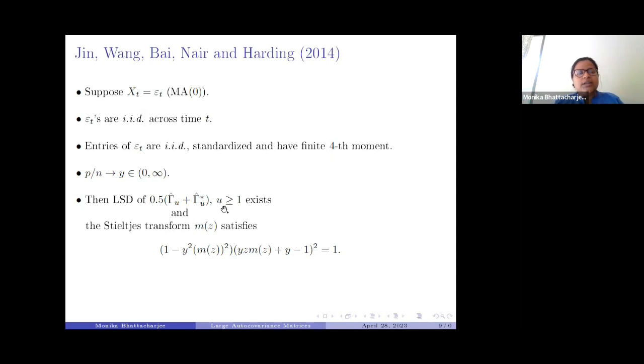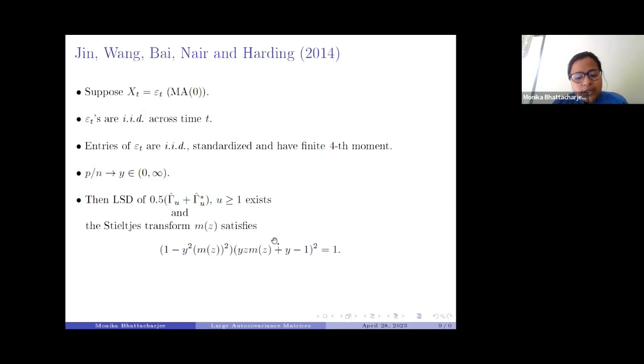And the second thing is why they consider u greater than or equal to 1 but not u equal to 0. For u equal to 0, it is basically the sample variance covariance matrix for a moving average process of order 0, rather an IID process, and for that the LSD exists, and this LSD is the very well-known Marchenko-Pastur law with parameter y. It is a very old result in random matrix theory that was already proved in the literature long ago. Therefore, they consider only u greater than or equal to 1, and they prove this result.